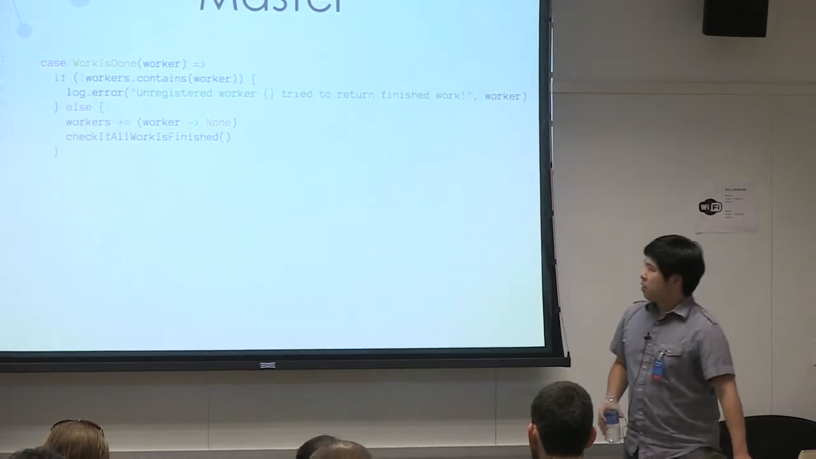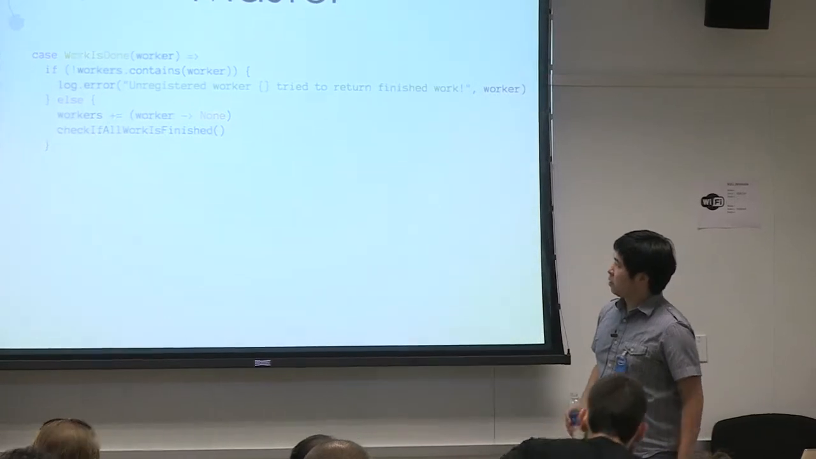The work is done message, pretty straightforward. If the worker has never registered before, you log it. Otherwise, make it idle. At this point, if all work is finished, meaning the queue is empty, the all work sent message has been received, that's when the master begins broadcasting messages to tell everyone to shut themselves down.